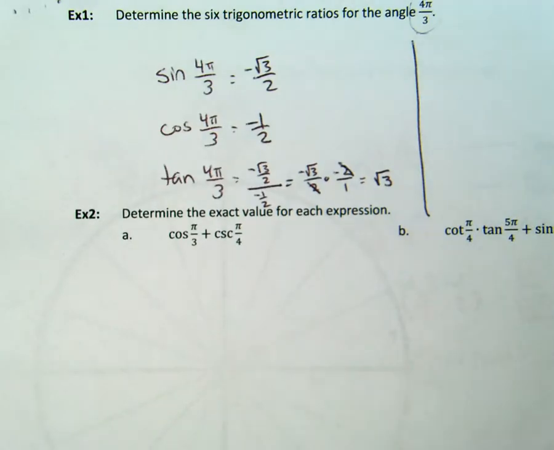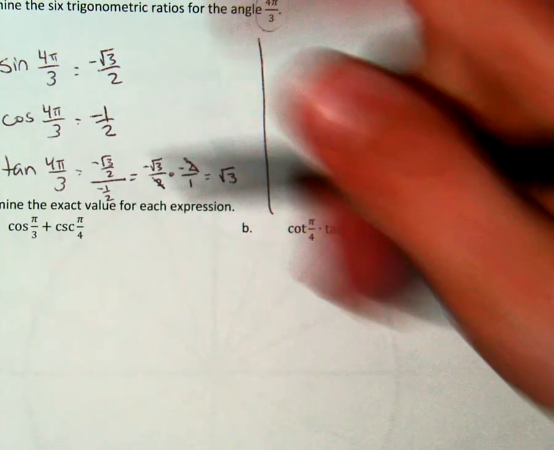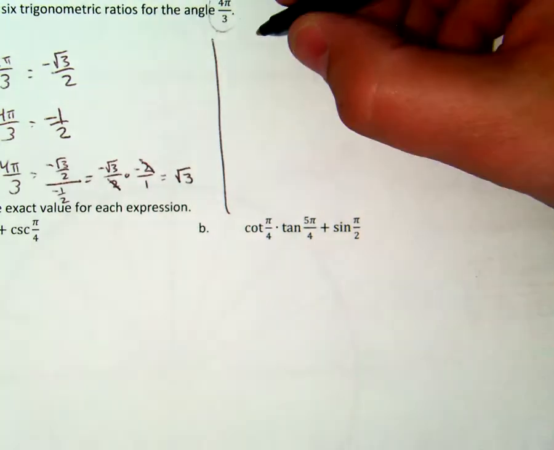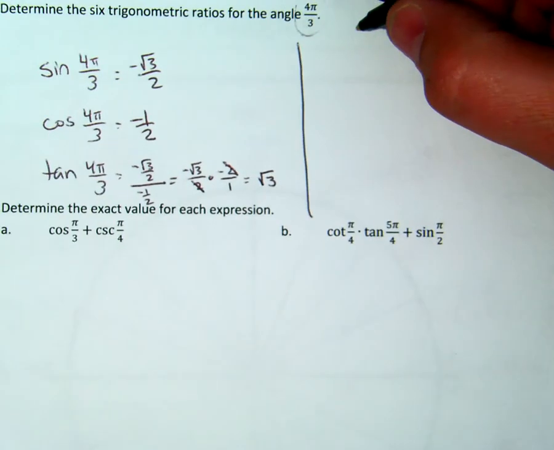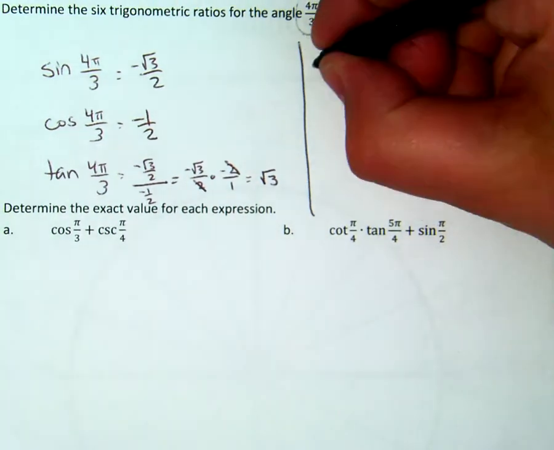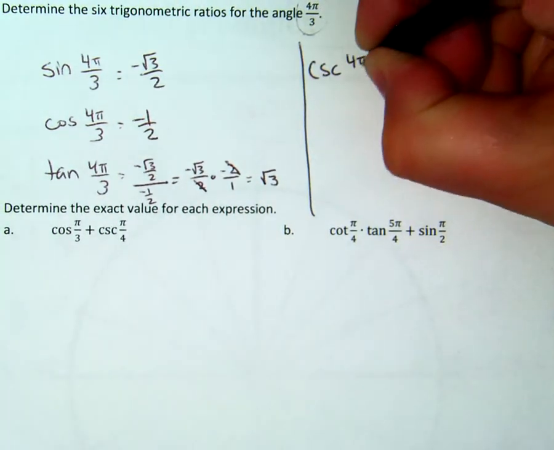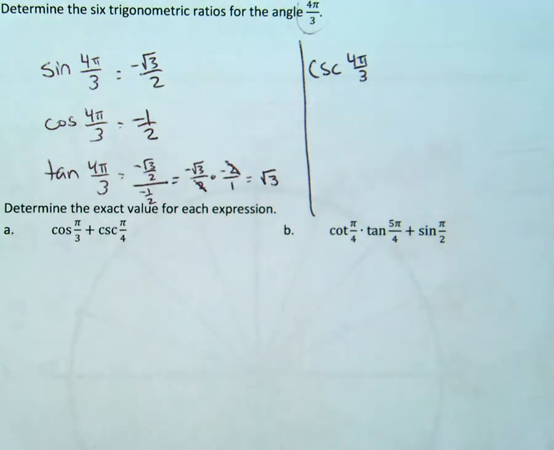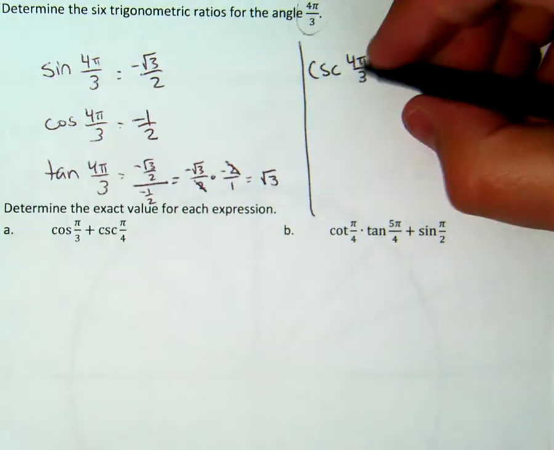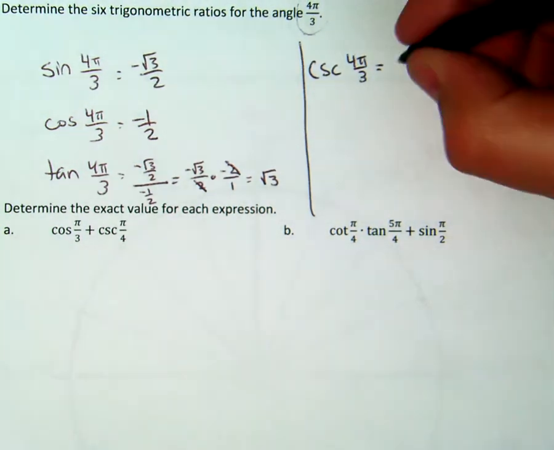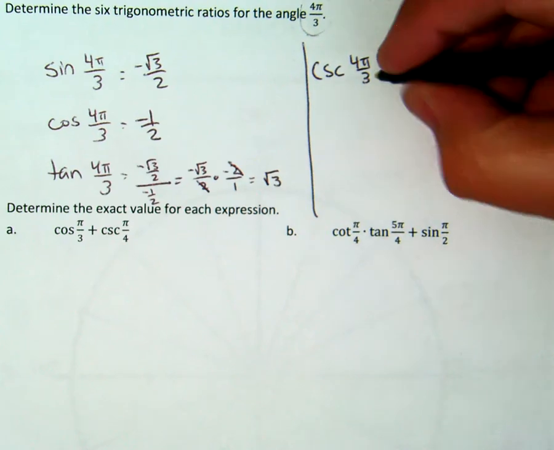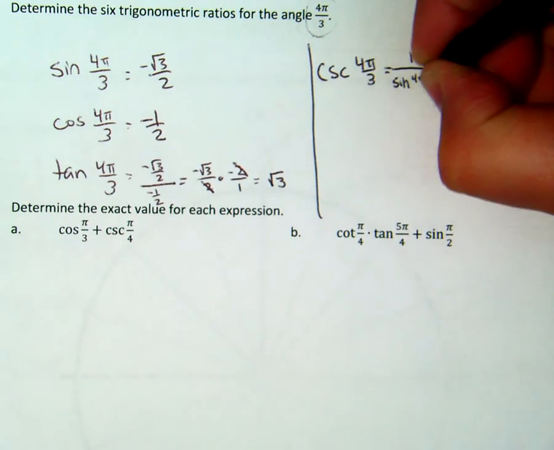Then for the reciprocal trig ratios, we're just going to take the reciprocal. So I'll line up sine with cosecant. So cosecant of 4 pi over 3. You don't have a cosecant button on your calculator, or I have never seen one with it. So it's the reciprocal of sine. So it's 1 over sine 4 pi over 3.